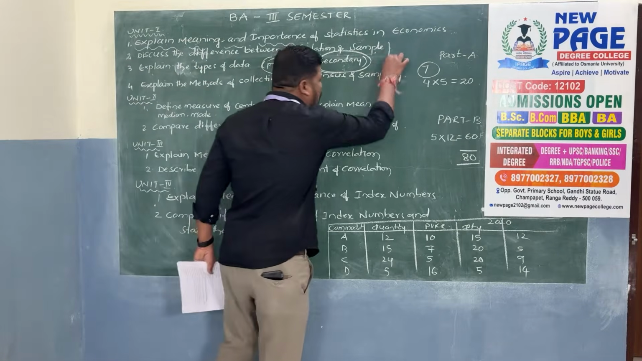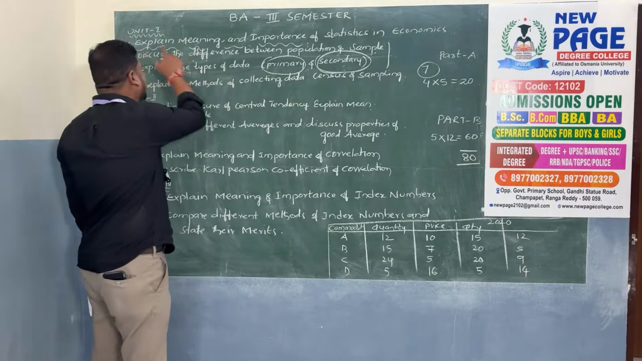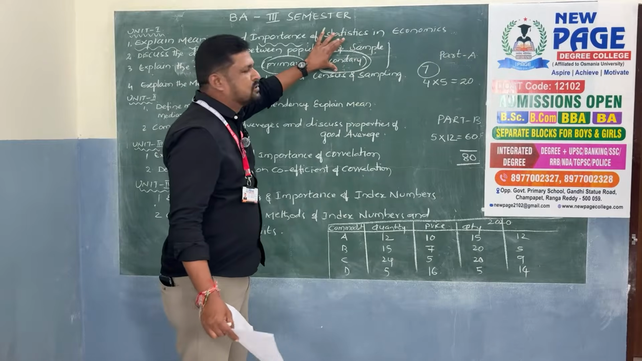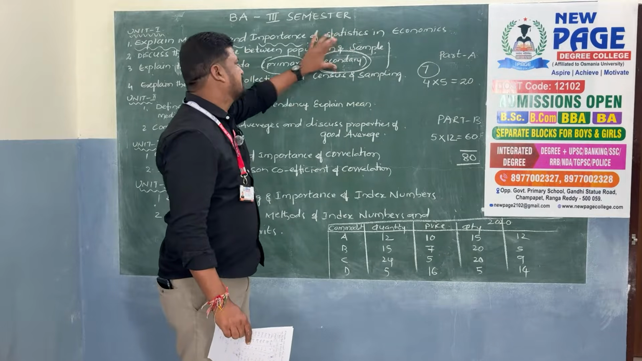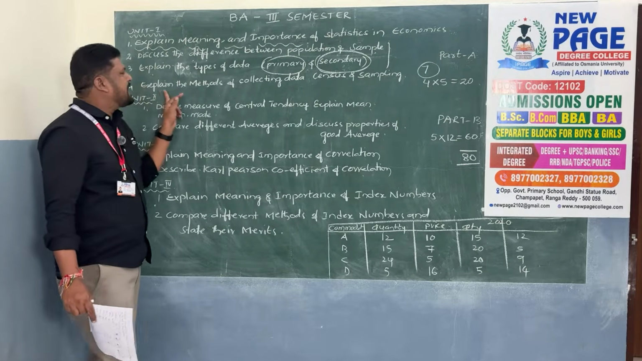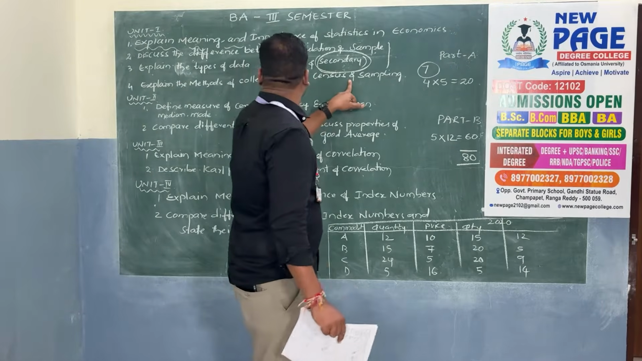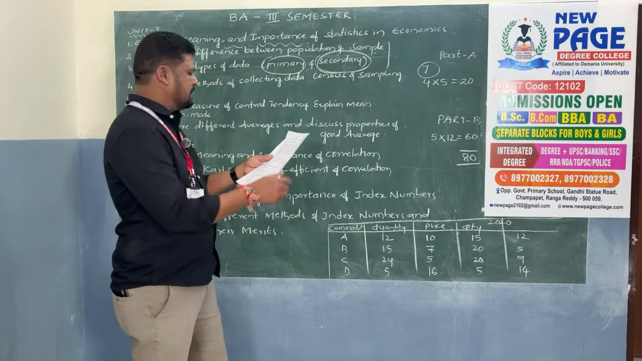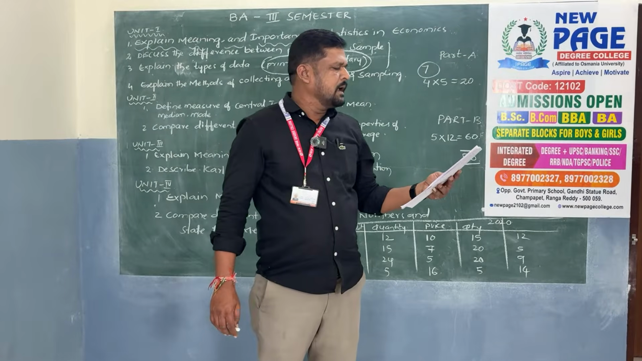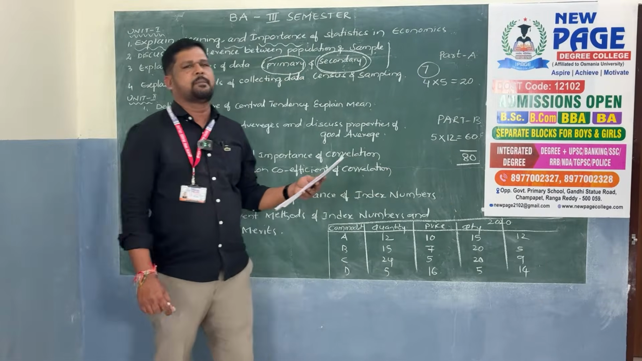So these two questions are most important. First of all, you try to read these two questions. In previous papers, these two questions were frequently asked. You must read the first two questions. Next one is: explain the methods of collecting data, census and sampling. And another question is: discuss the differences between population and sampling with suitable examples.